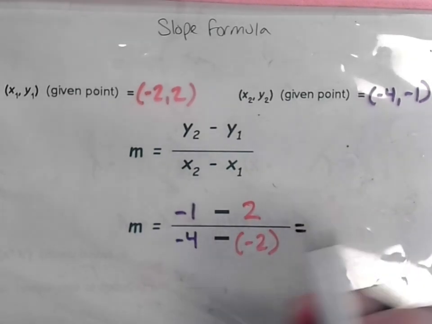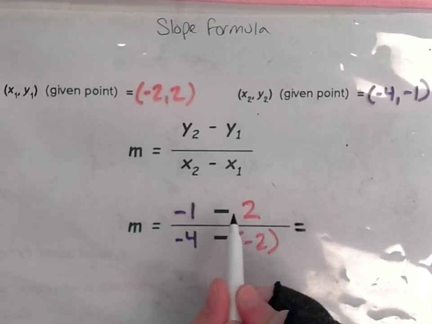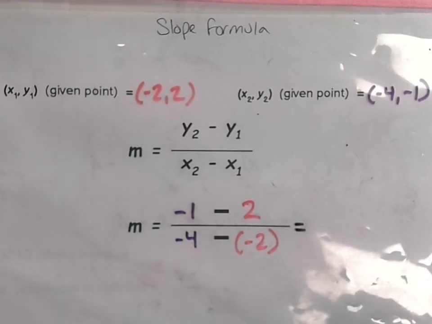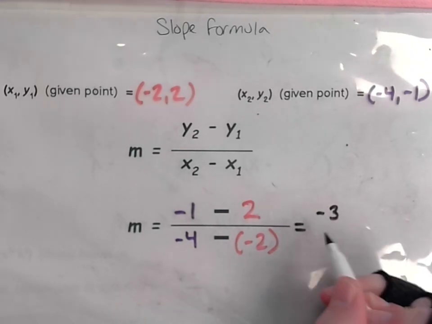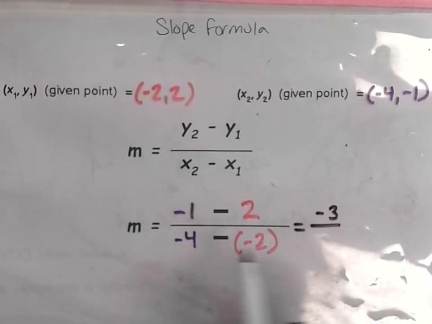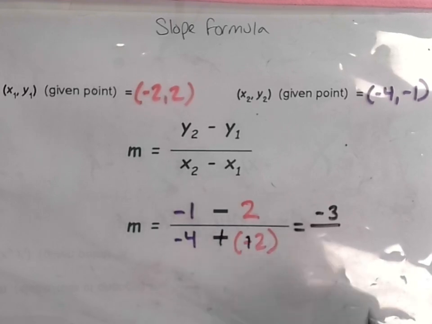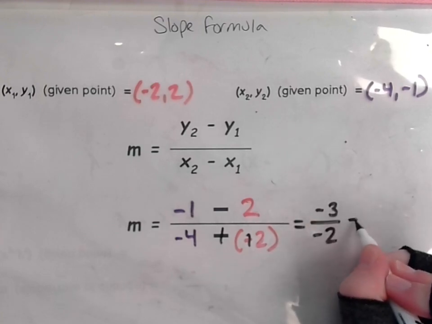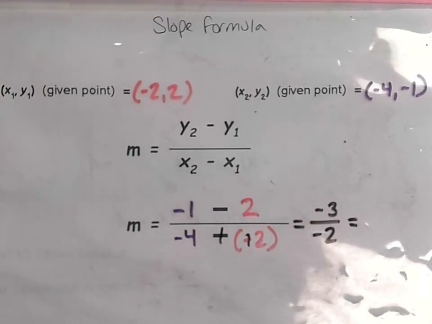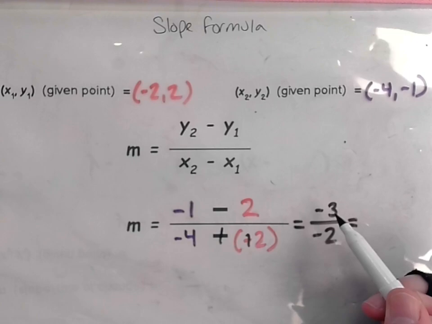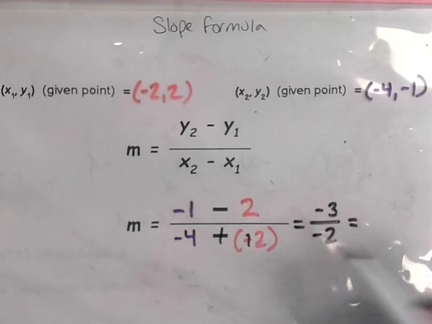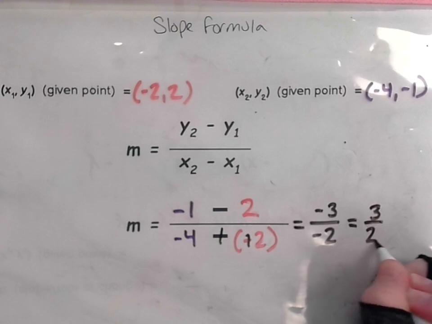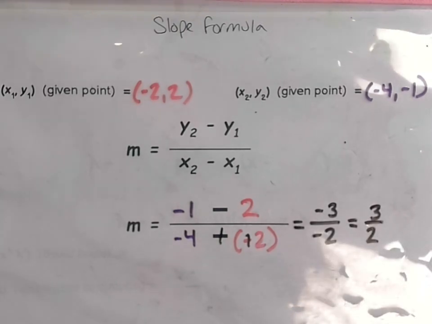So 1 minus 2 is -1, and then... -3 over -4 minus -2, or plus 2. -4 plus 2 is -2. Now, number-wise, this cannot simplify. 3 over 2 is as simplified as it's going to get. However, because it's a negative over a negative, that can simplify out to a fully positive slope of 3 over 2.